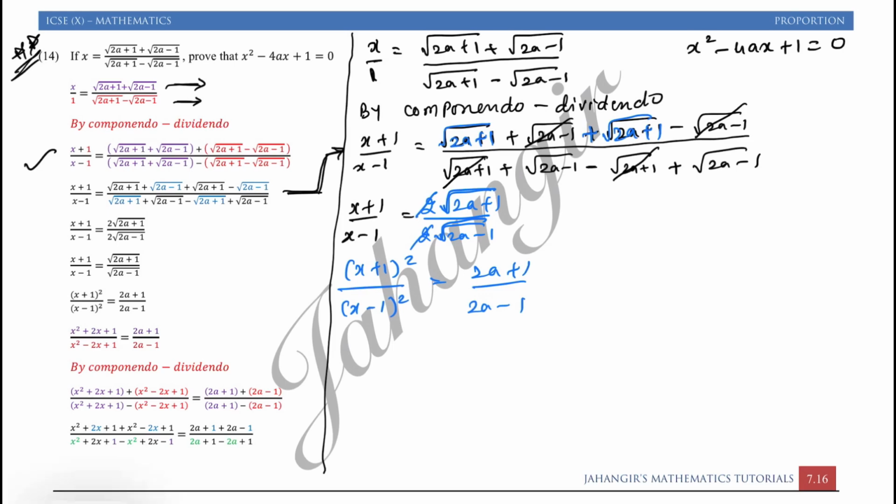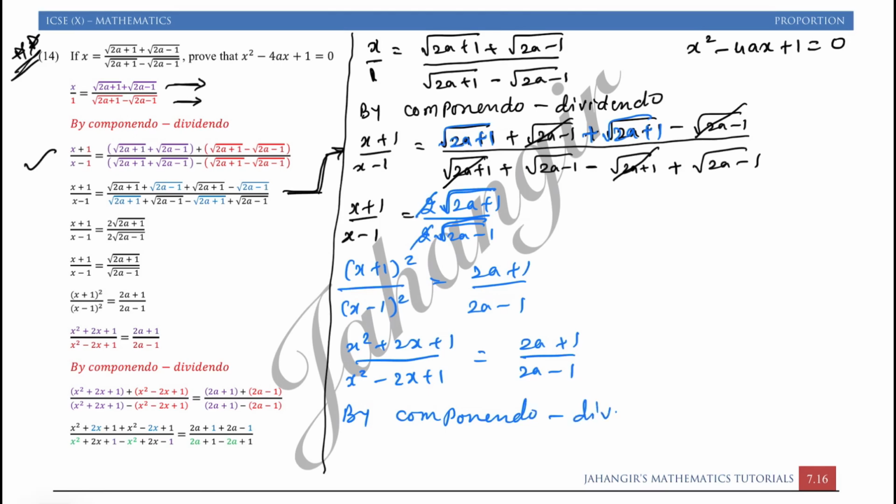Now taking componendo dividendo again, but before that we will put the identity over here, x square plus 2x plus 1 upon x square minus 2x plus 1 is equal to 2a plus 1 upon 2a minus 1. Now we will take componendo dividendo. Let's do it on another page. Okay, let me write by componendo and dividendo. I can write here, but I don't think it will fit. Let's do it on the next page.